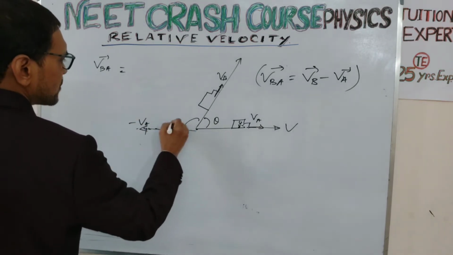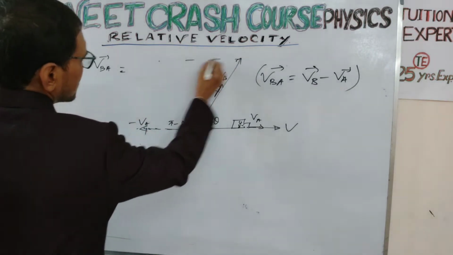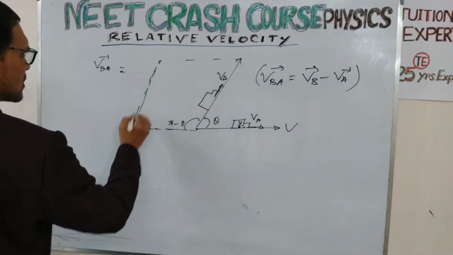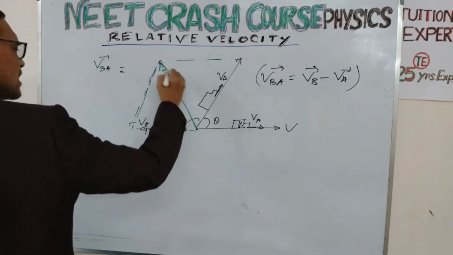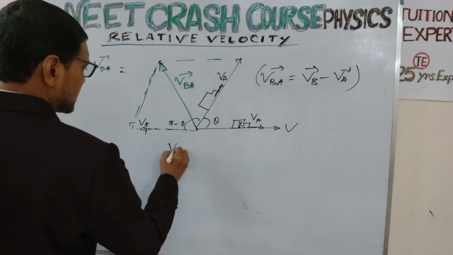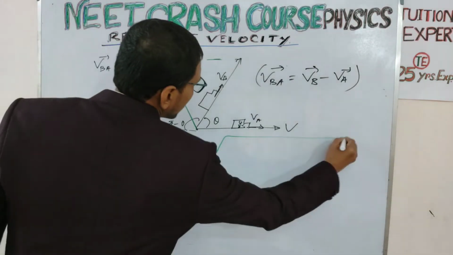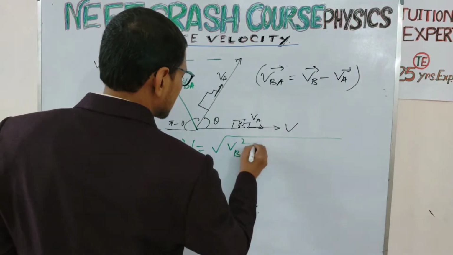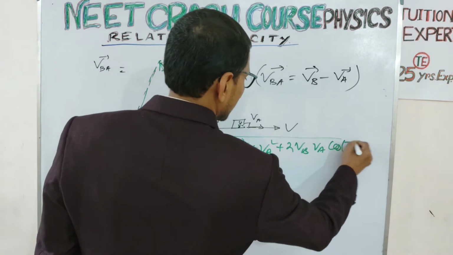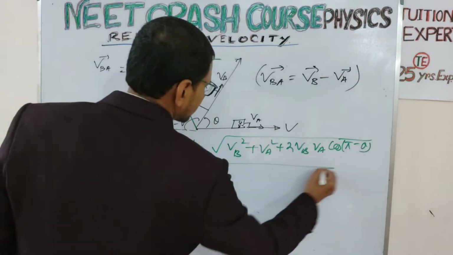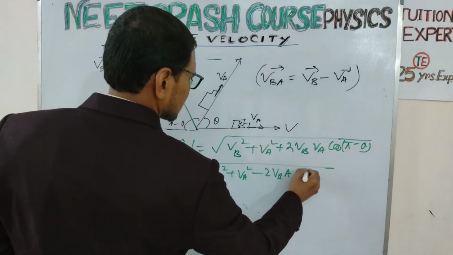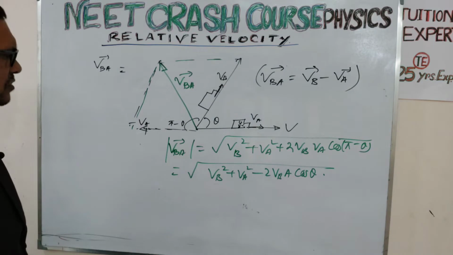Now this angle is pi minus theta. So if we draw the parallelogram, this is actually VBA, that is VB minus VA. So the magnitude of VBA will be root over VB square plus VA square plus 2 VB VA cos pi minus theta, which is equal to the expression with cos theta. So this is the answer.